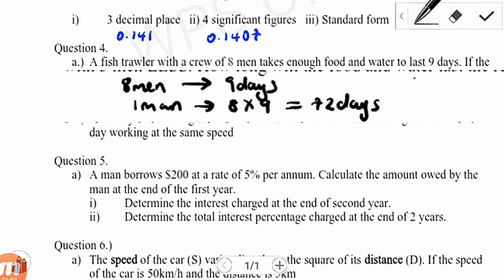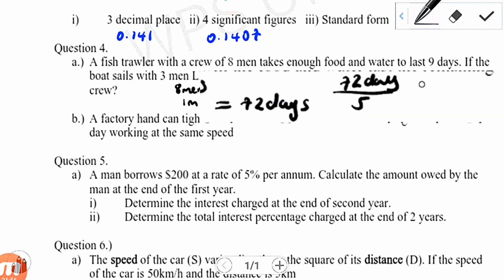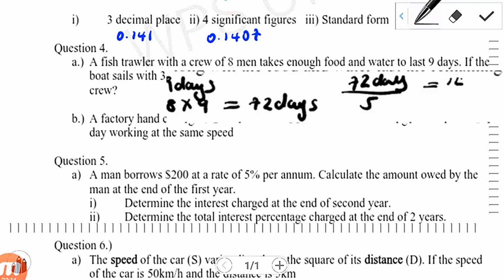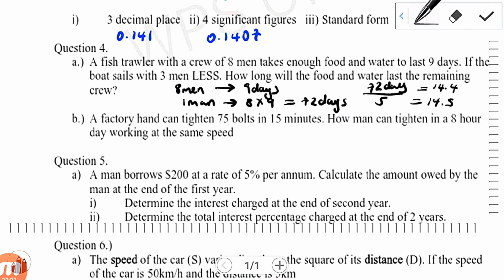So then what we end up with here is 72 days divided by 5. Since one man can last 72 days, divide those 72 days by 5 men, and approximately here you'll find that we end up with an answer of say 14.4. Okay, and we don't need to be so specific, we can just round off to 14.5, which is approximately 14 and a half days. All right, 14 and a half days to be specific, 14 days and 12 hours.